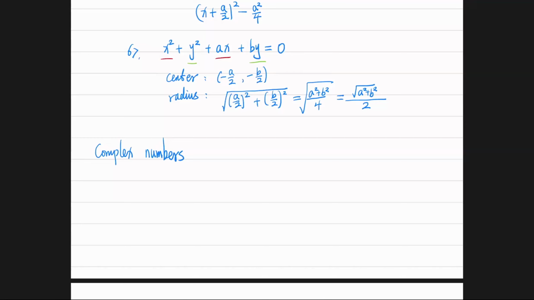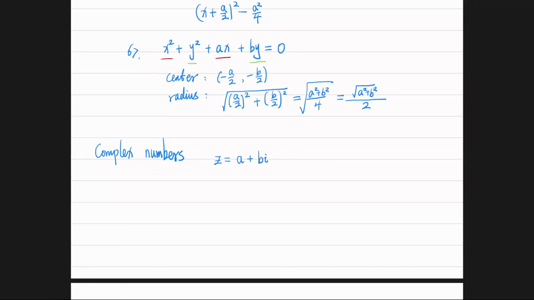Let's start with Jessica. What is a complex number? A non-whole number? I don't know. A complex number has two parts. Yes, Amy. I think it's a plus bi. Okay, that works. It has the real part and the imaginary part.